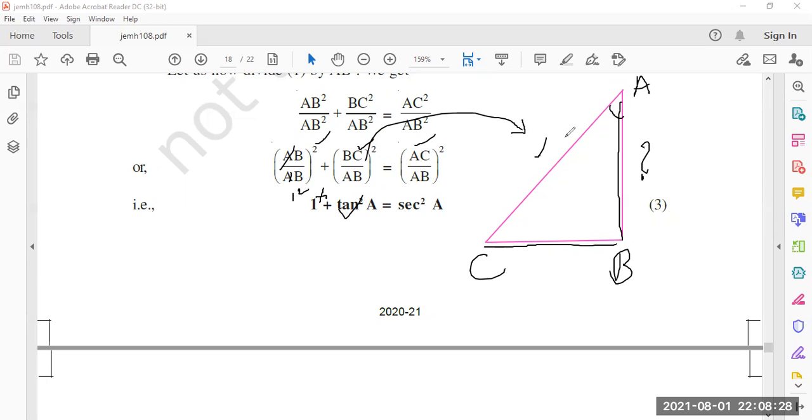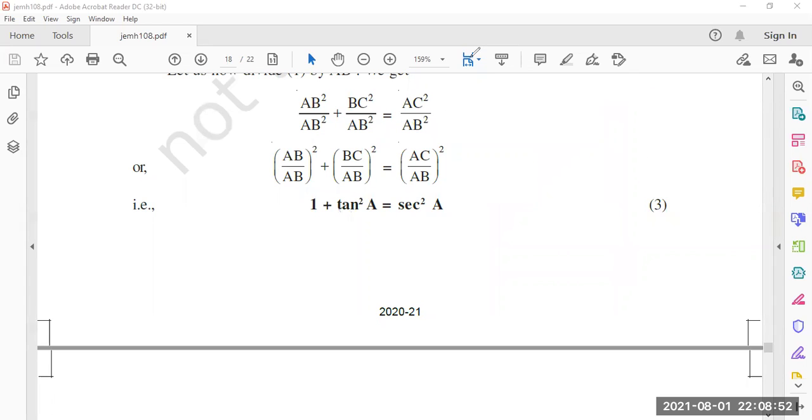to AC upon AB. AC is hypotenuse, AB is adjacent for angle A. So hypotenuse upon adjacent is secant. Hypotenuse upon opposite is cosecant. Hypotenuse upon adjacent is secant. So here we see the second identity, that is the 1 plus tan square A is equal to secant square A.